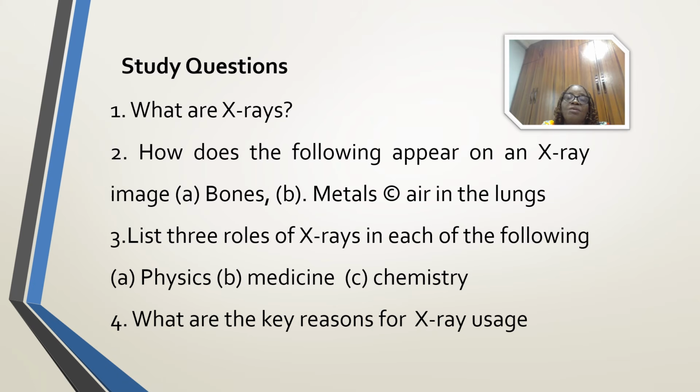Study questions. 1. What are X-rays? 2. How do the following appear on an X-ray image: bones, metals, and air in the lungs? 3. List 3 roles of X-rays in each of the following: A. Physics, B. Medicine, C. Chemistry. 4. What are the key reasons for X-ray usage?